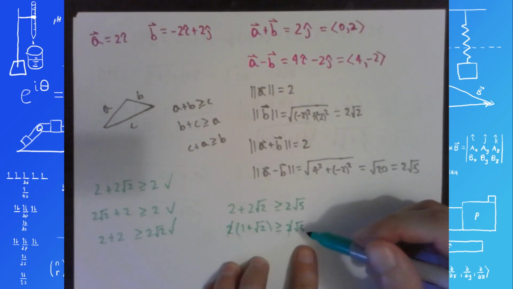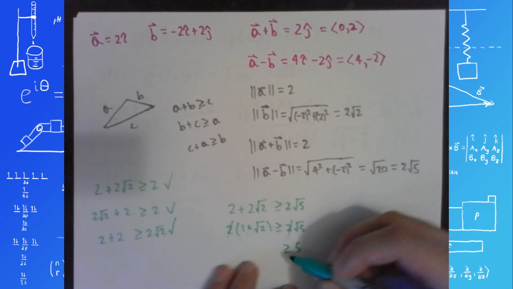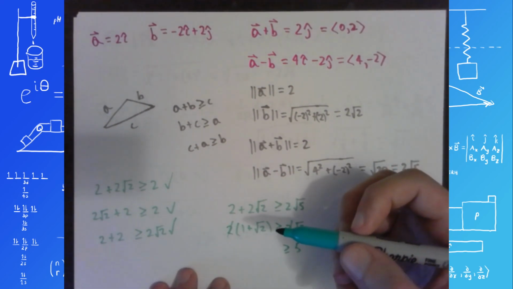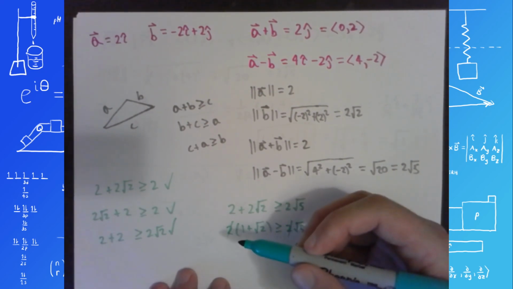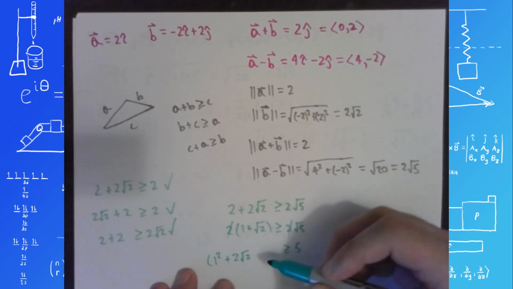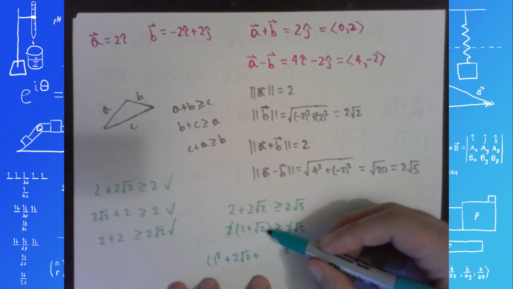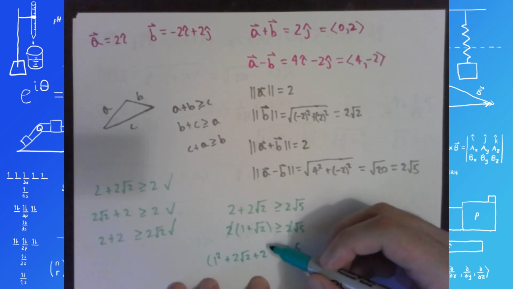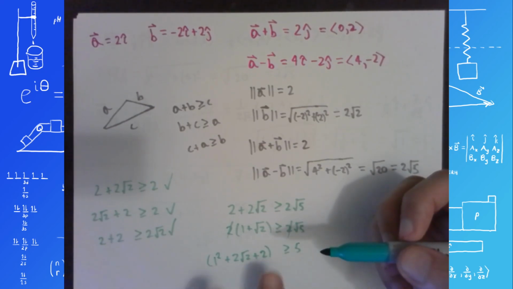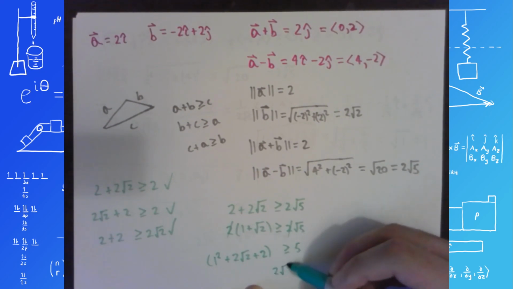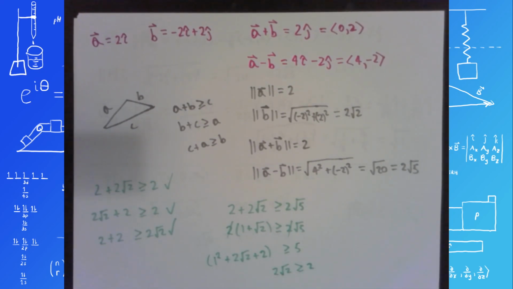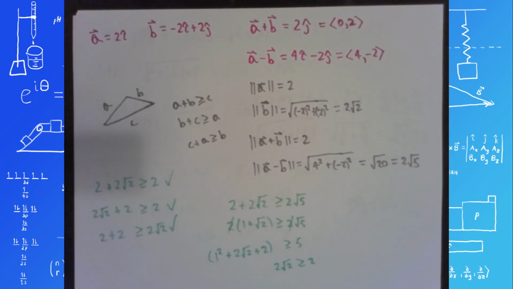If I square both sides, I'm comparing 5 to 1 plus root 2 squared. That's just a binomial that I'm squaring, so I get 1 squared plus 2 times 1 times root 2, so plus 2 root 2, plus the square root of 2 squared, which is 2. So that's 1 plus 2, that's 3, and if I subtract 3 from both sides, I'm comparing 2 root 2 to 5 minus 3, which is 2, and 2 root 2 is definitely greater than or equal to 2. So, yeah, it can be done without a calculator.